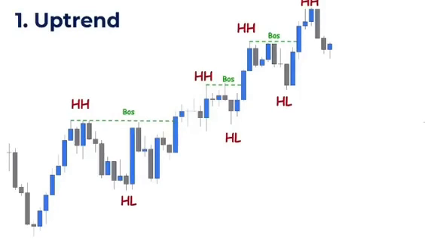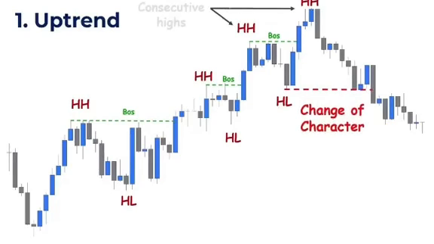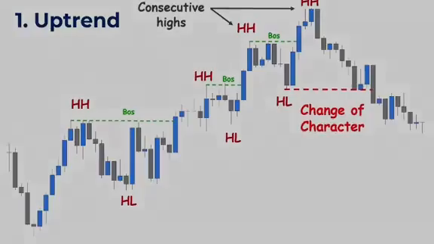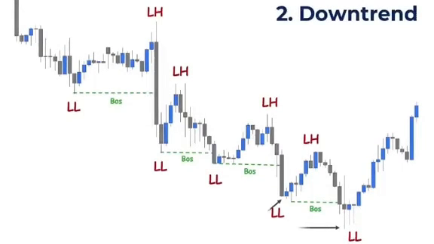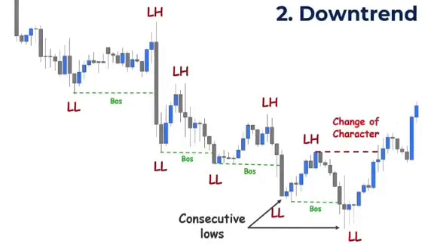This process continues until we get a change of character, which signals a possible reversal. Change of character occurs when we get a break and close below the lowest point of swing low between 2 consecutive highs. Second, we have a moving downtrend where the price continuously makes lower lows and lower highs, breaking the structure to the downside. Once again, we want to trade with the dominant downtrend until we get a change of character. Then the market sentiment will change to bullish.